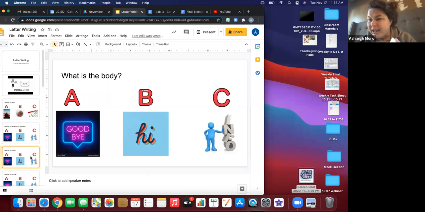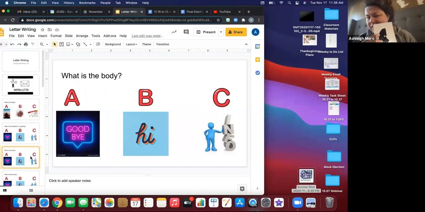So what's the body? It's not your body. They are talking about the body of a letter. So is that where you say goodbye to somebody? Is that where you tell somebody hello? Or is that when you share all the info or the stuff that you want to talk about? So in the case of a letter to Santa, it would be talking about the presents you wanted and if you had been naughty or nice this year.